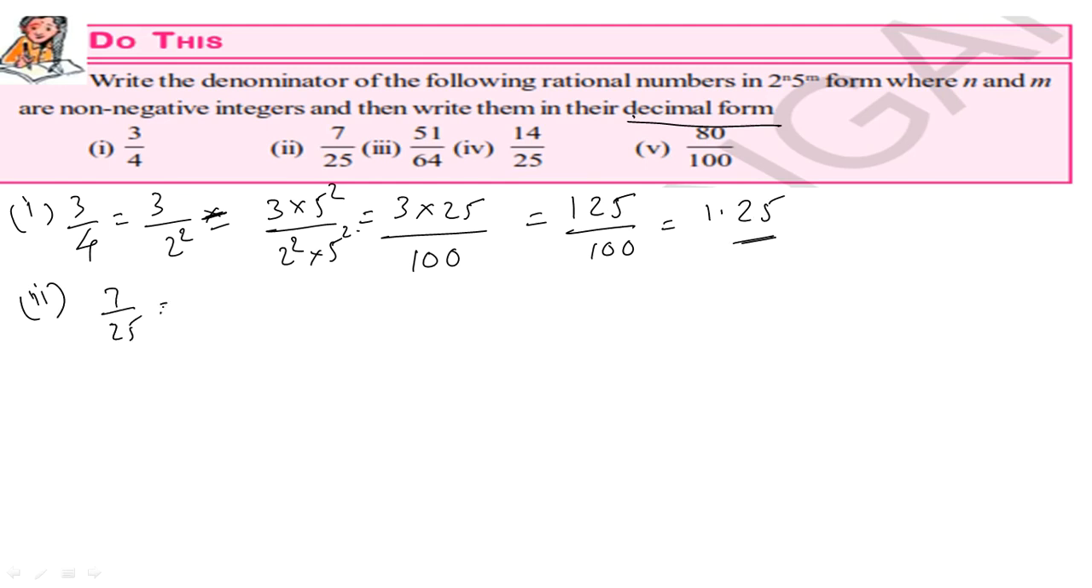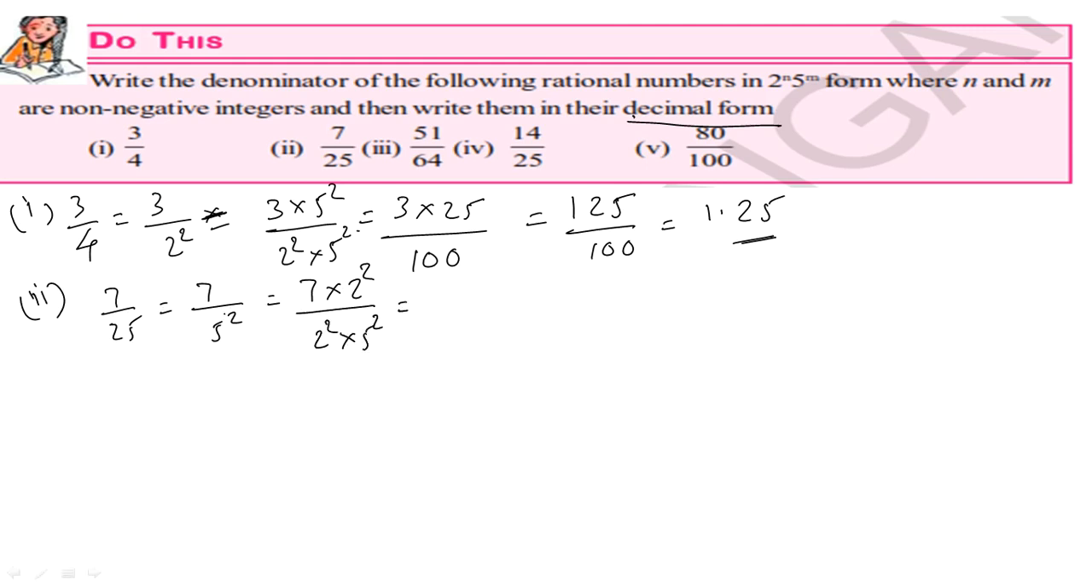7 by 25. 7 by 25 can be written as 7 by 5 square. So we don't have two powers. So if I want to make 100 or 1000 or 10,000, with what should I multiply? 2 square. 7 into 2 square by 2 square into 5 square.